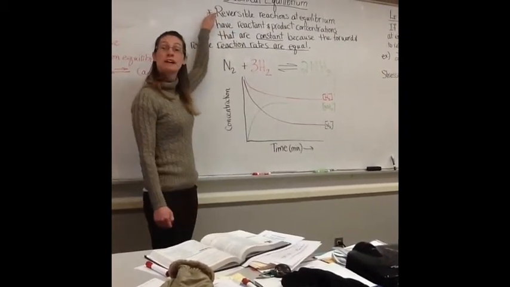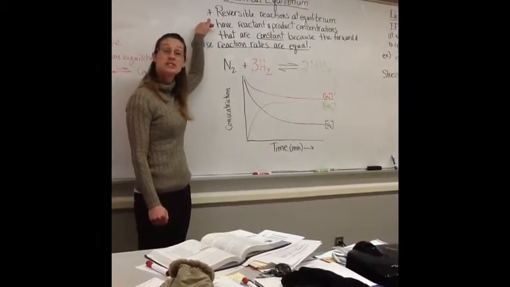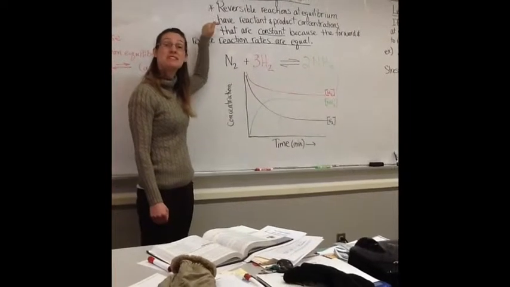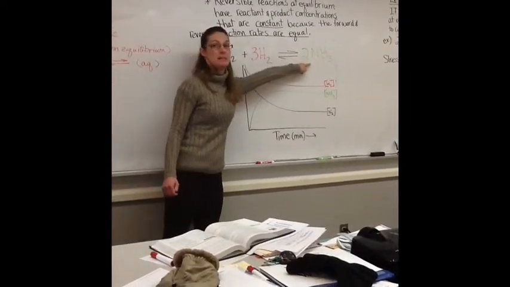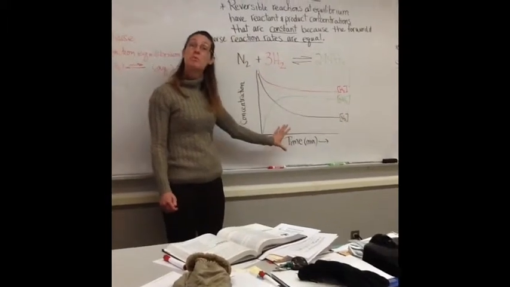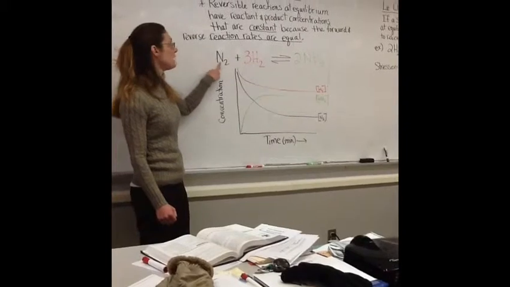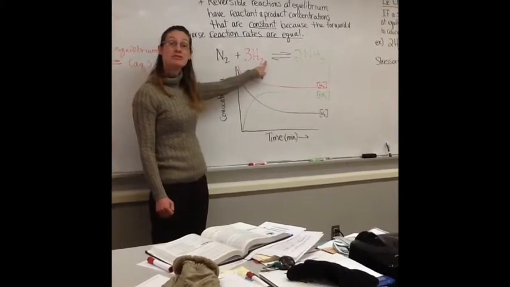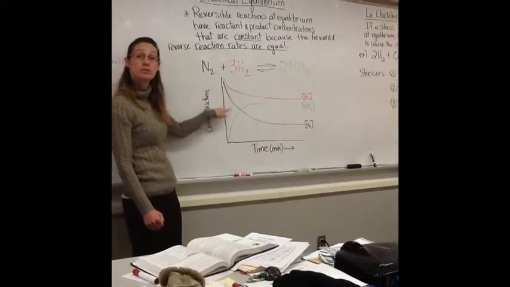So reversible reactions at equilibrium have reactant and product concentrations that are constant. That means that the concentrations of the different substances remain the same. So I can see from this graph where the equilibrium point gets reached. Now at the beginning, when I mix my nitrogen with my hydrogen, I initially have a lot of nitrogen and hydrogen, and I've color-coded those for you right here.